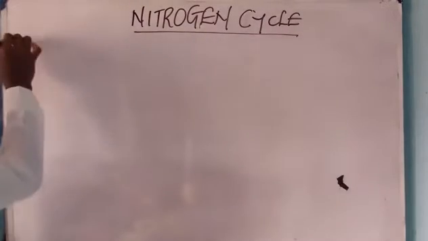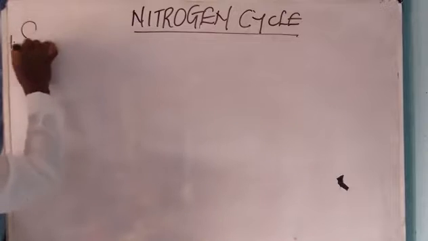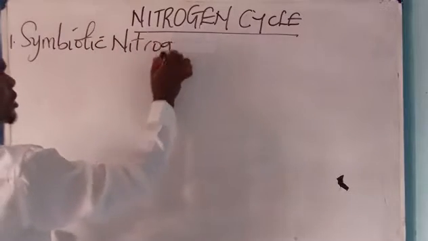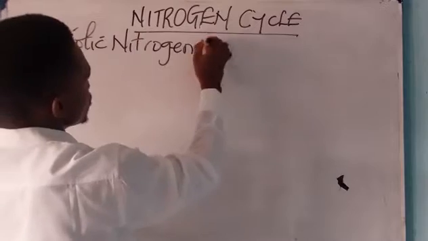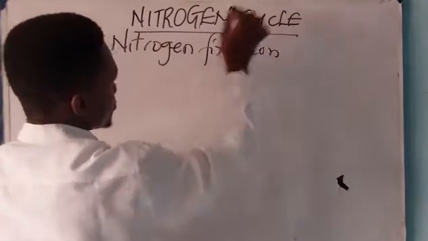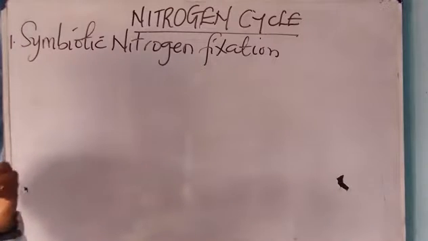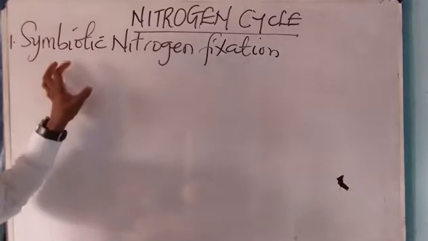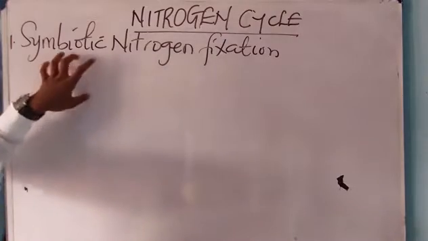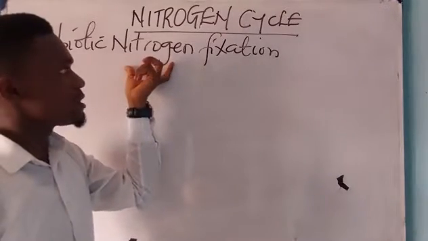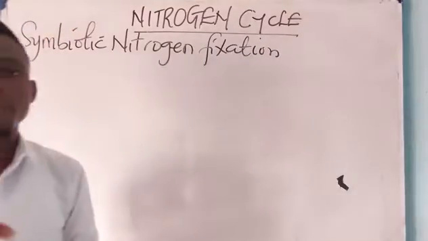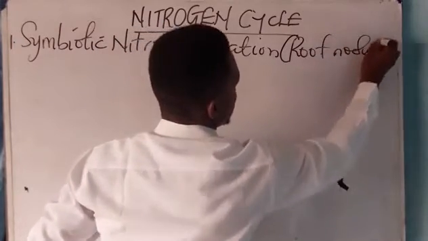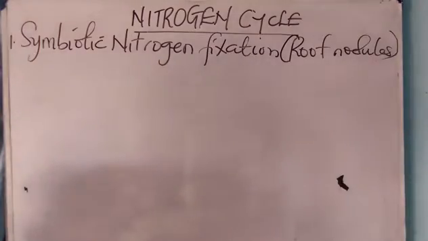All right, you have number one, symbiotic nitrogen fixation. The mutualistic relationship between two organisms called symbiotes, you call that symbiotic feeding association. So symbiotic nitrogen fixation occurs in bacteria that are found in the root nodules of what? Leguminous plants. There are some bacteria that are found in the root nodules.